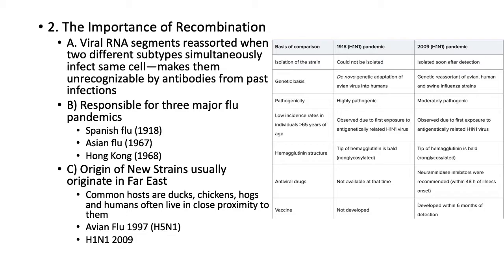Wait, so what is the H1N1 thing again? H is hemagglutinin, and the N is neuraminidase. It's the ratio of those H spikes to the N rods.